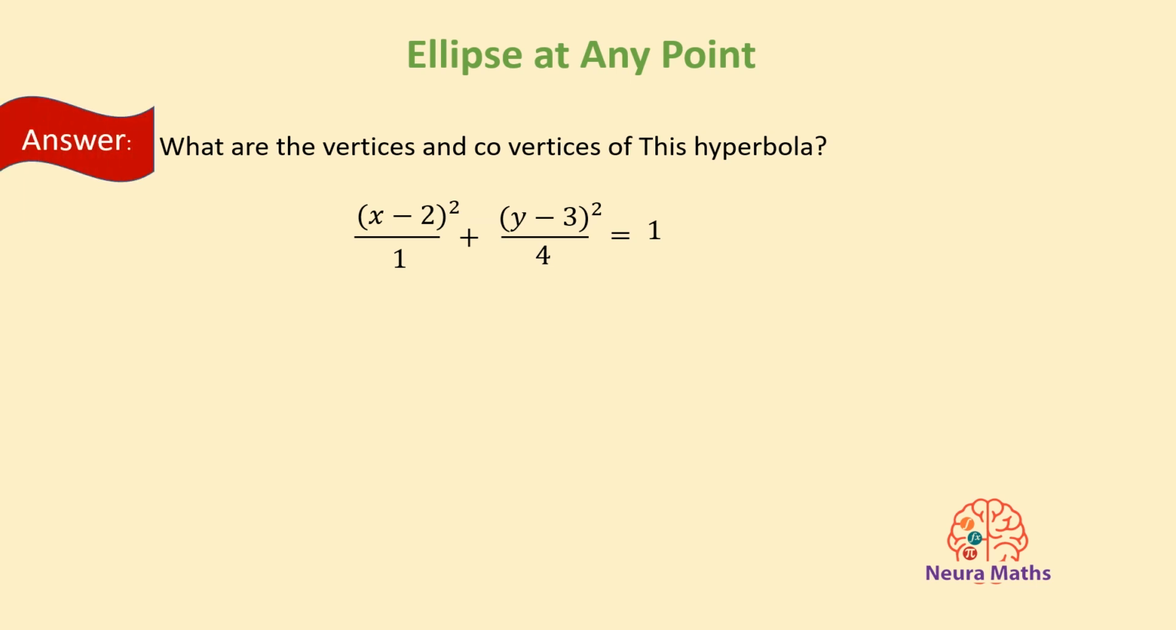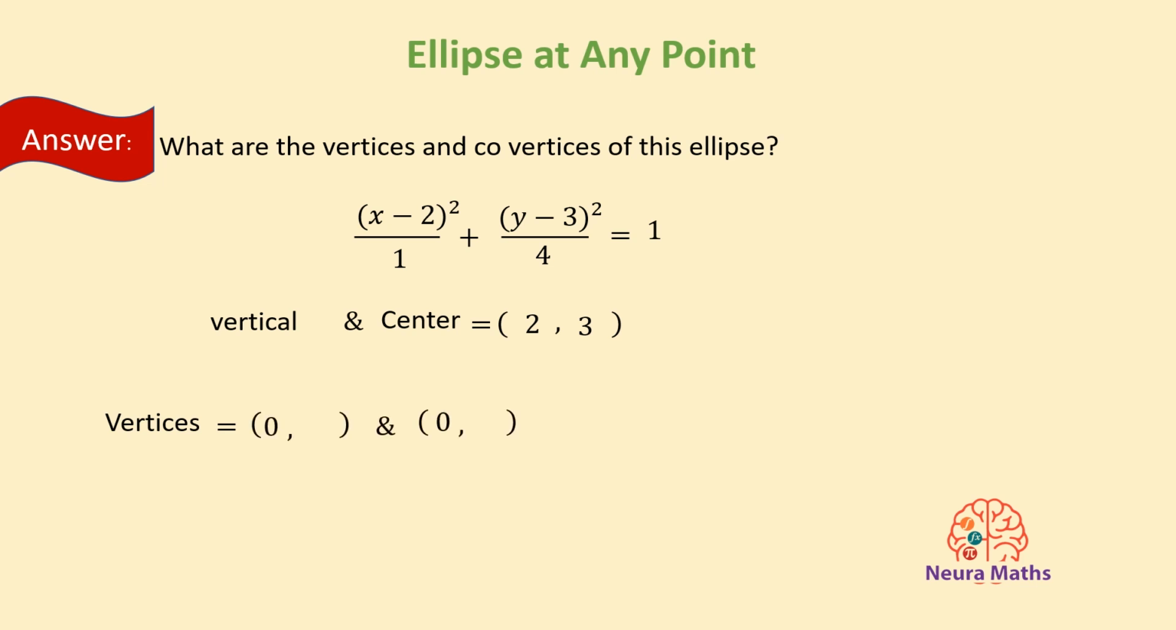First, what type of ellipse is this? Since the greater denominator is in the y term, this is a vertical ellipse whose center is at the point 2, 3. So, the vertices exist on the y-axis and the co-vertices exist on the x-axis.